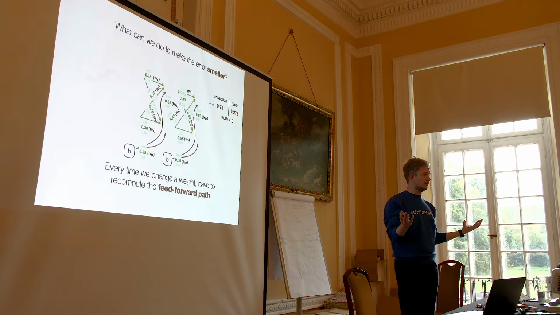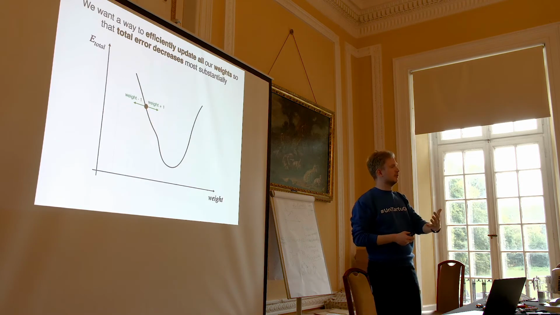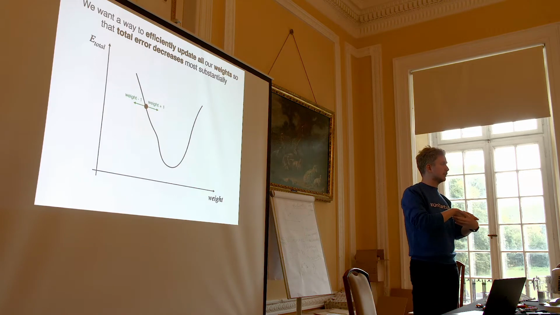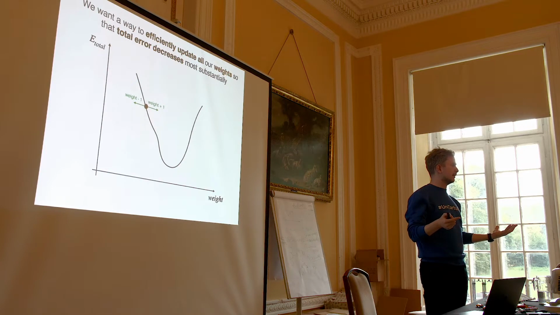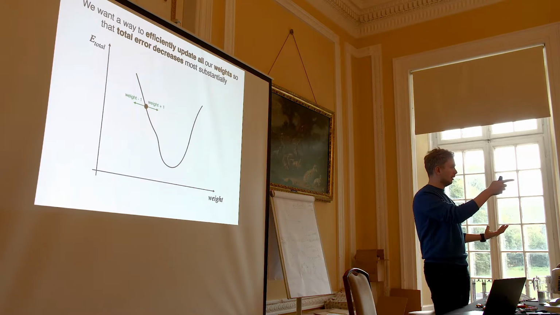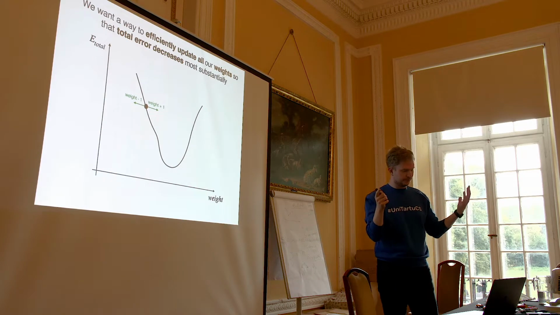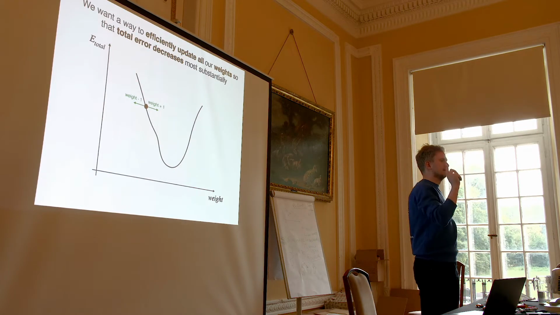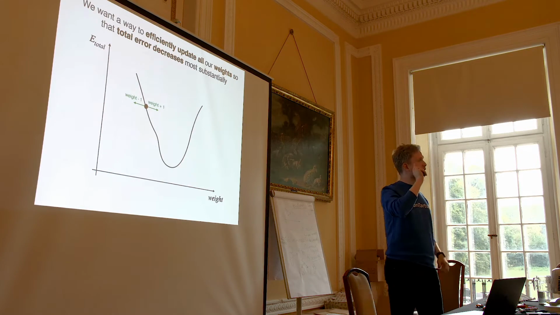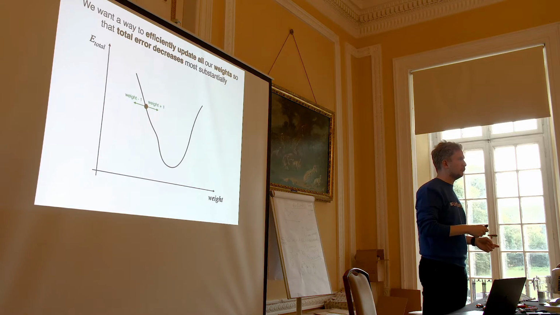Does anyone see where I'm getting? I'm getting at the point where we don't want to do that for every weight. We would like to calculate something called the gradient. And the gradient is basically a direction of a function that tells us what? What does the gradient show? Gradient is a direction. Where will we arrive if we go along the gradient?